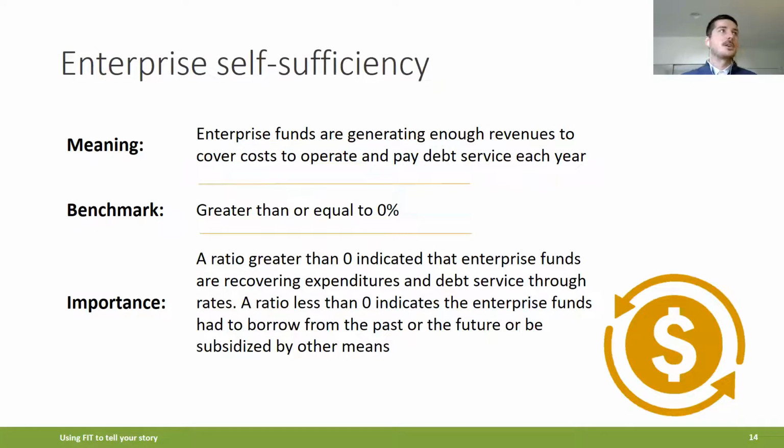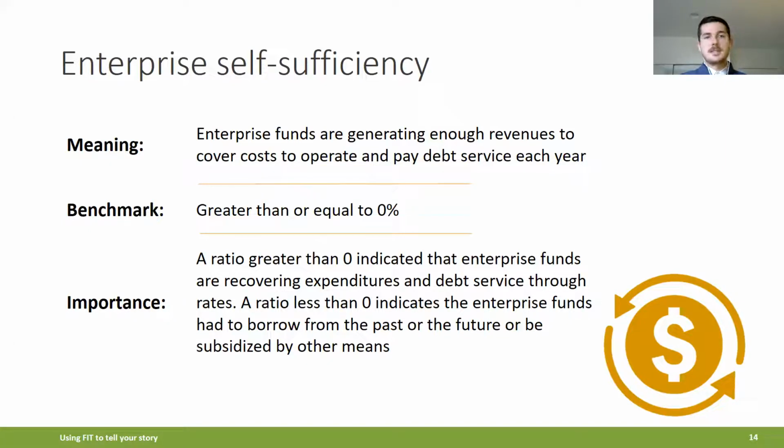Finally, the last measure in FIT is enterprise self-sufficiency. It's very similar to governmental fund sustainability. It's a benchmark percentage of 0. So if you're above 0, you're green. If you're below 0, you're going to be either cautionary or concerning. This again focuses on whether revenue collections are sufficiently covering the costs of operations and debt.